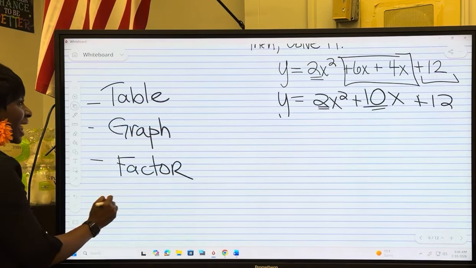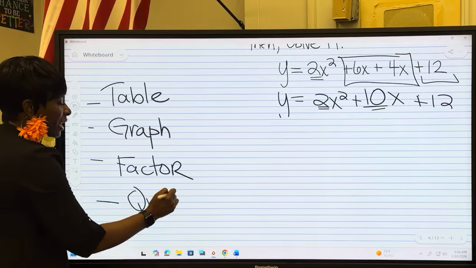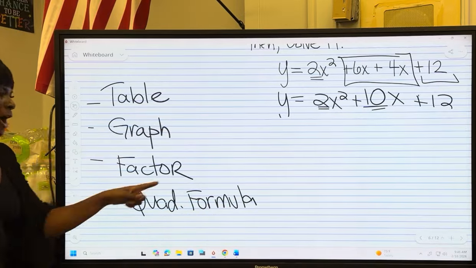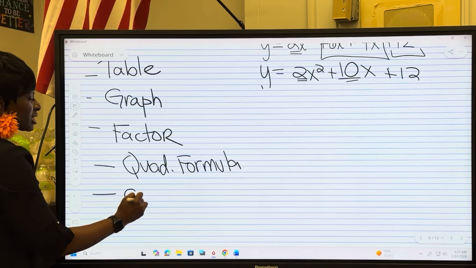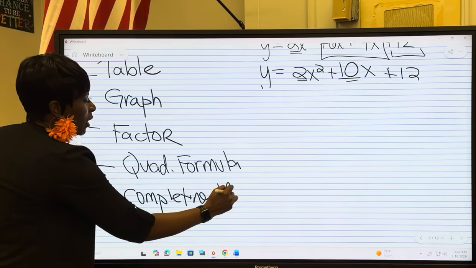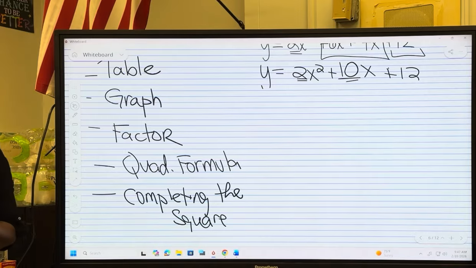And then the next way would be the quadratic formula. That's what I'm going to teach you next. The quadratic formula is another way we can solve. And then the last way that we can solve is called completing the square. We may or may not get to that, but we will definitely have enough ways that we can use in order to solve these quadratic functions, right?